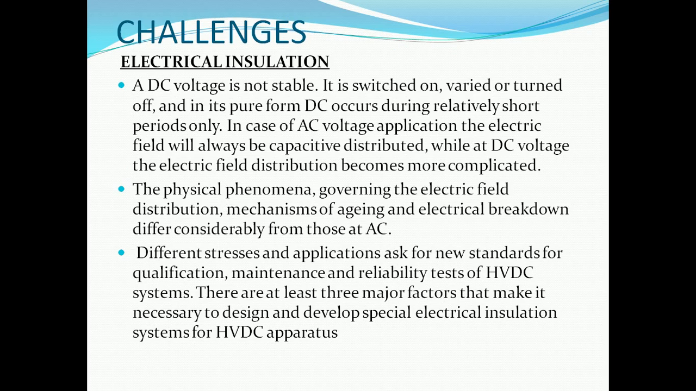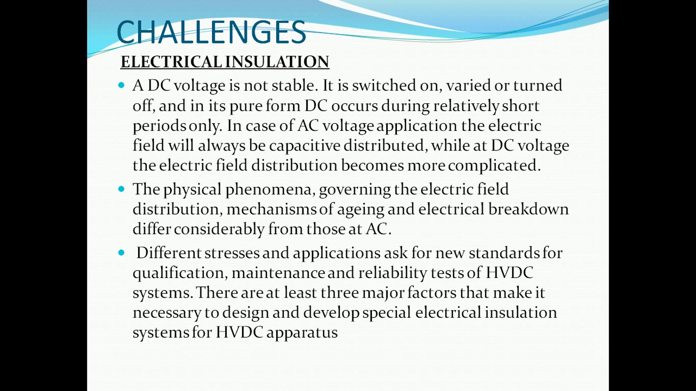First is the electrical installation. A DC voltage is not always stable. It is switched on, it can be turned off, and the pure form of DC occurs only for relatively short periods. Hence, the need for electrical installation arises for an HVDC system.